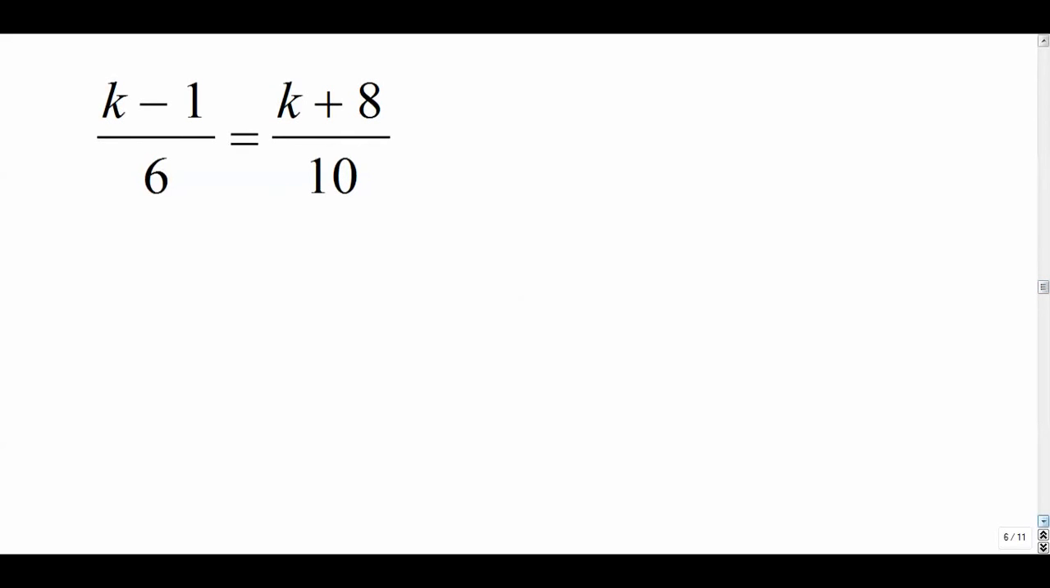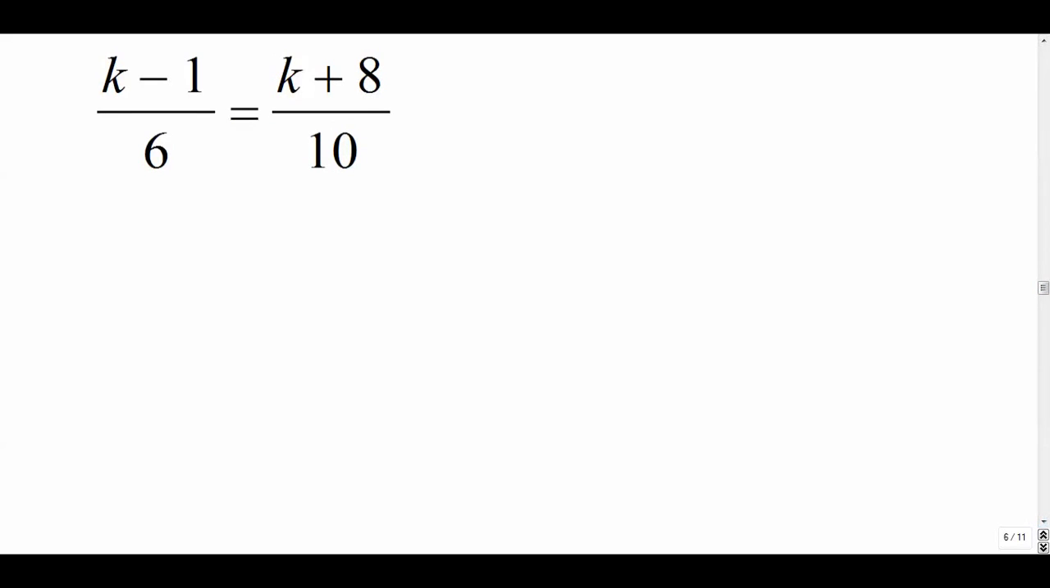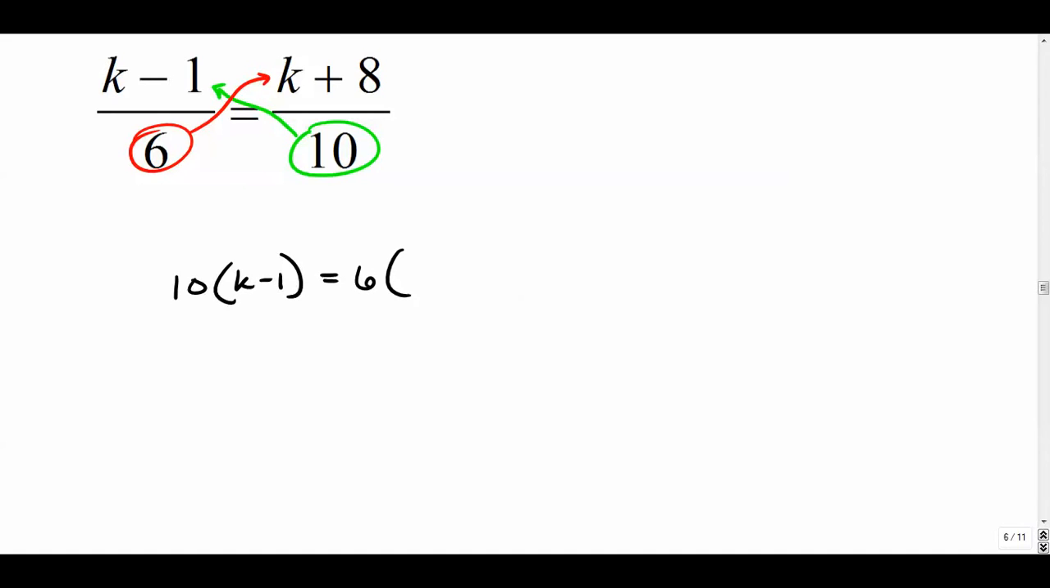Pause it, try this one. Again, it's a proportion. A proportion is when two fractions are equal to each other. So you're going to take this 10, multiply it up here. You're going to take this 6, multiply it up here. Remembering to put your parentheses there, we've got ourselves some distributive property. 10k minus 10 is equal to 6k plus 48.